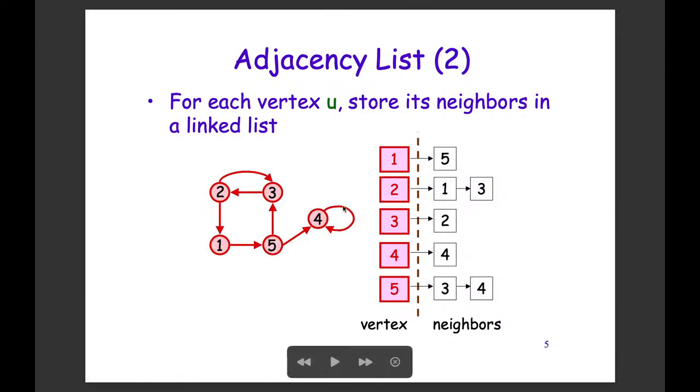Okay, now this is another example. This time we have a directed graph. If you focus on vertex 1, although there is an edge pointing from 2 to 1, we don't call 2 a neighbor of 1 because 1 cannot reach 2 in one step. So 1 will have just one direct neighbor, 5, and then 2 will have neighbors 1 and 3, 3 will have neighbor 2 only, 4 will have 4 itself as its neighbor, and then 5 has 2 neighbors. Okay?